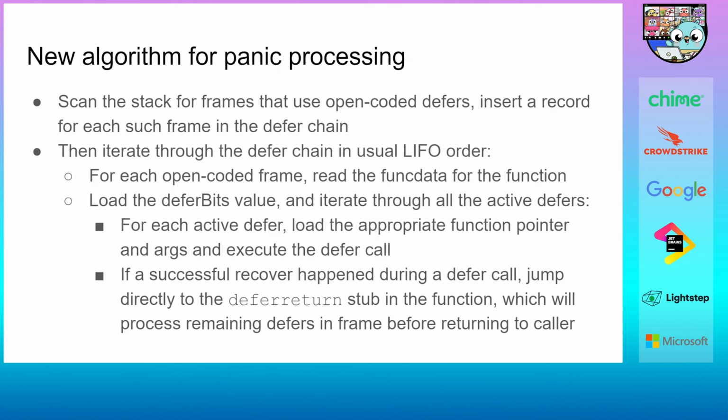So now we can go through an outline of how we do panic processing when there are open-coded defers. When there is a panic, we first scan the stack. For each frame that uses open-coded defers, we insert a record for that frame in the Go runtime's defer chain in the stack frame order. This allows us to process open-coded and non-open-coded defers in the correct order.